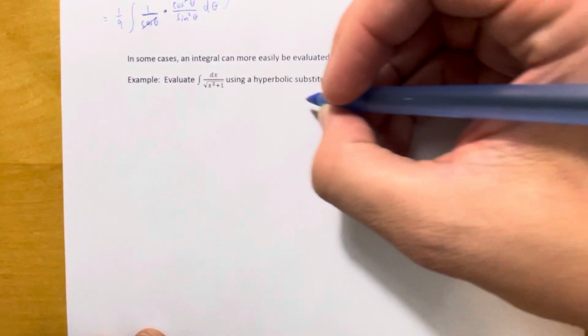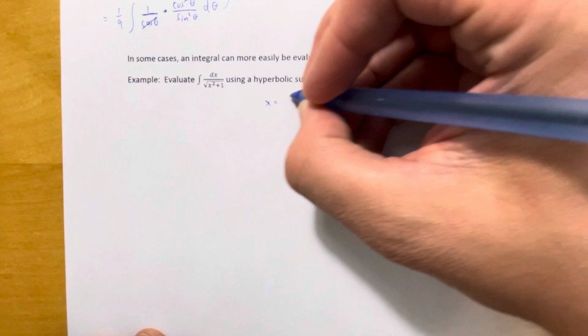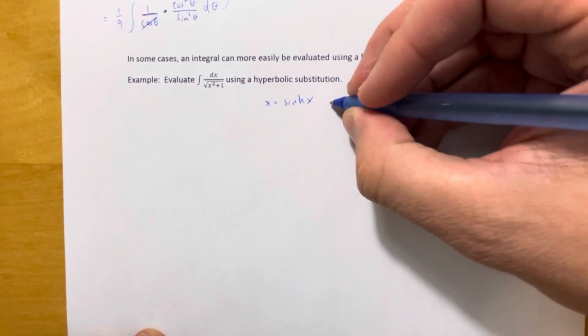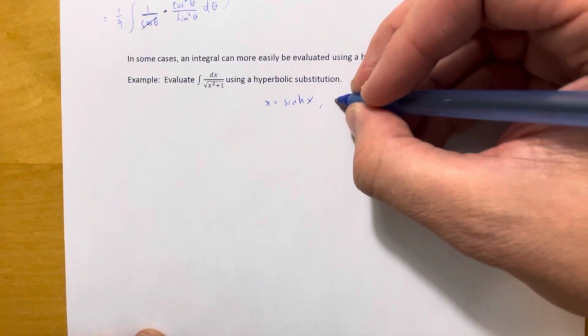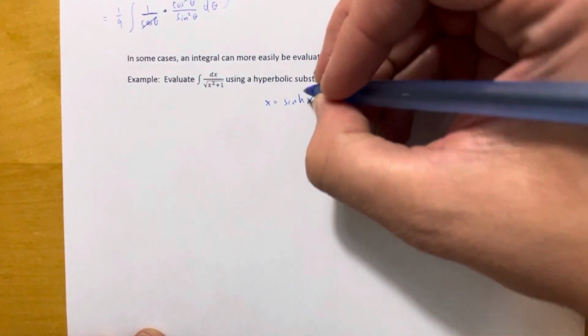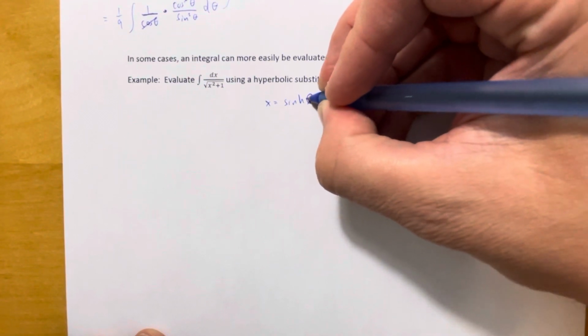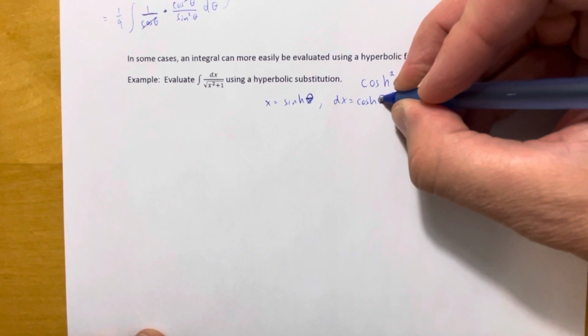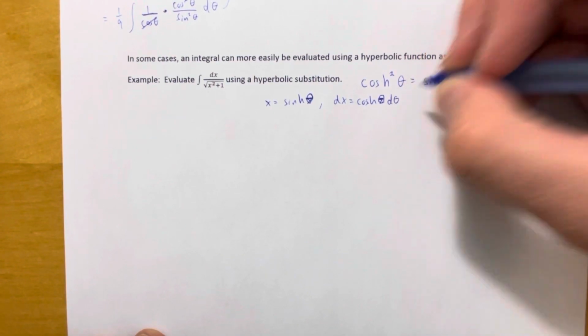So if I set x equal to sinh of theta, I know from calculus 1 that dx would be cosh of theta d theta. I need to make these thetas. I'm already using x, I can't reuse it there. Cosh of theta d theta, like that.